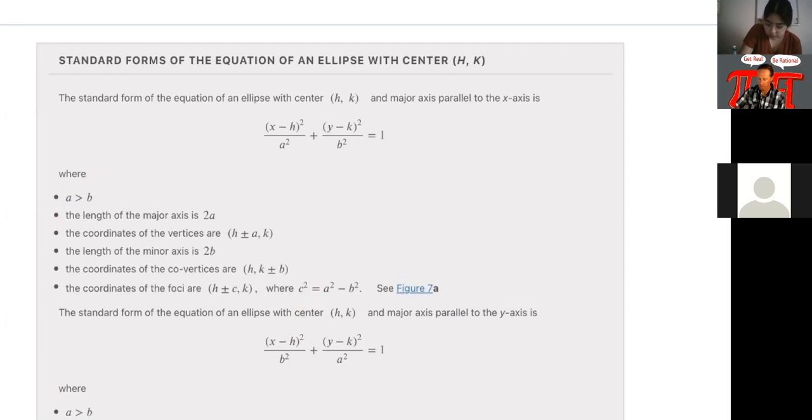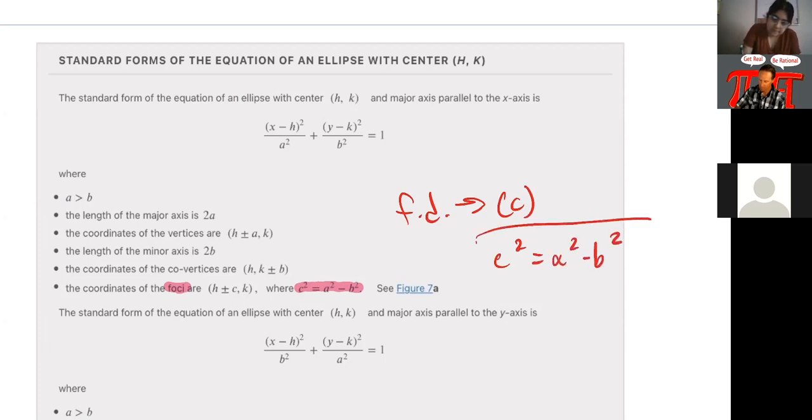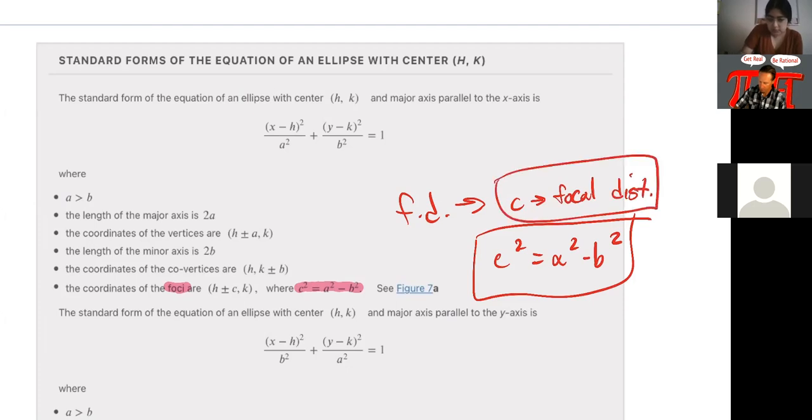The one thing I do want to highlight, though, is this. That is how we find the foci, the two focal points. So I'm going to call it the focal distance. And the way we find that focal distance, we're going to call it letter C. It is equal to C squared equals A squared minus B squared. That is how we find the focal distance. So, of course, we're going to have to take the square root. Okay, and that's pretty much it.